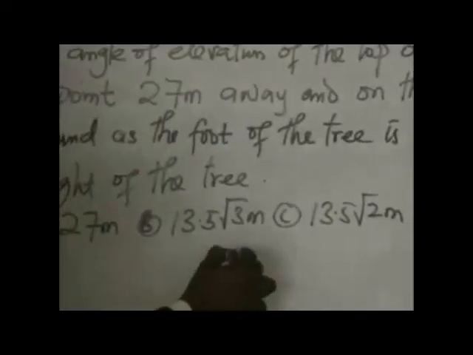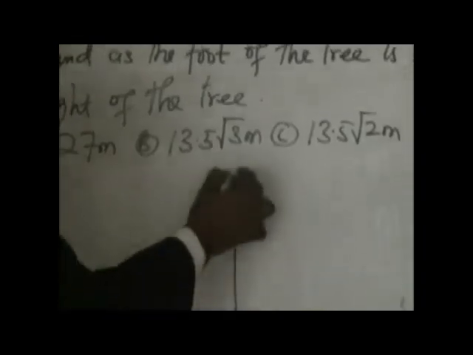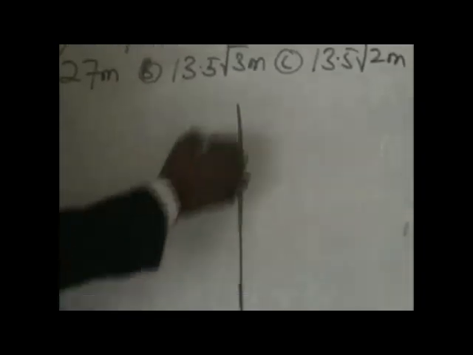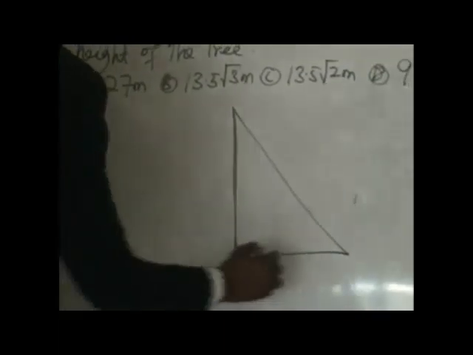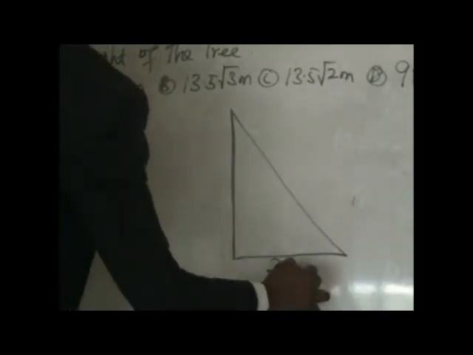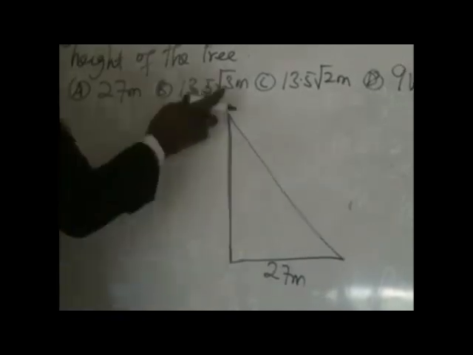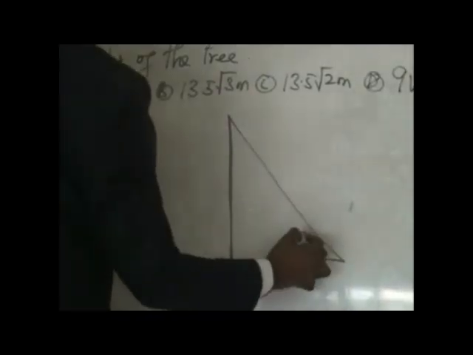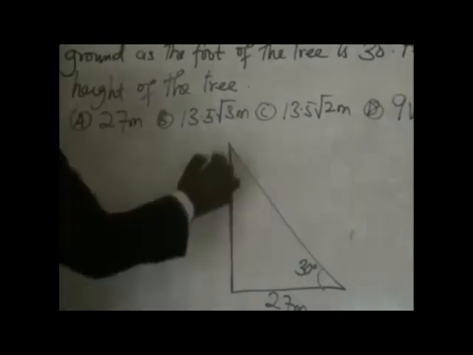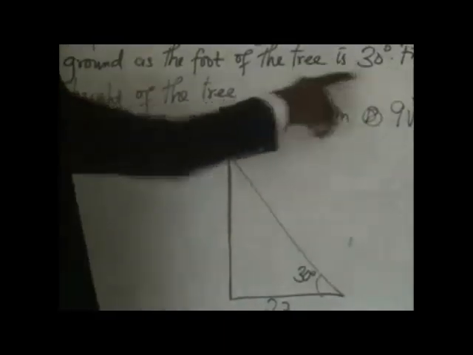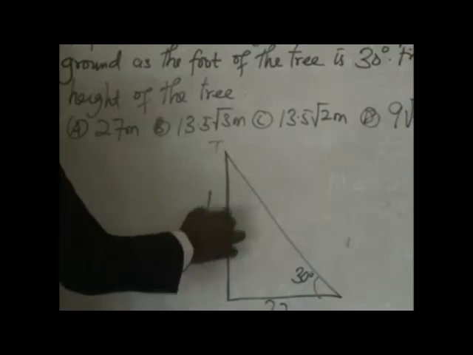Now, this is a tree. Let's illustrate it. This is a tree, and there's a distance away on the horizontal ground of 27 meters. And the angle of elevation is 30 degrees. Now, you are asked to find the height of the tree, which is this place.